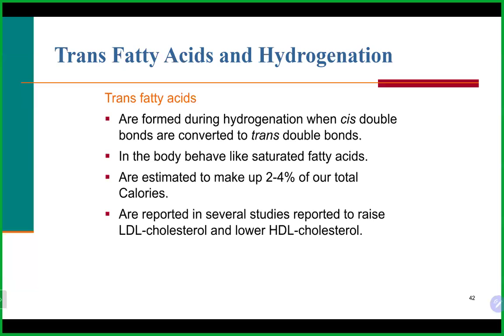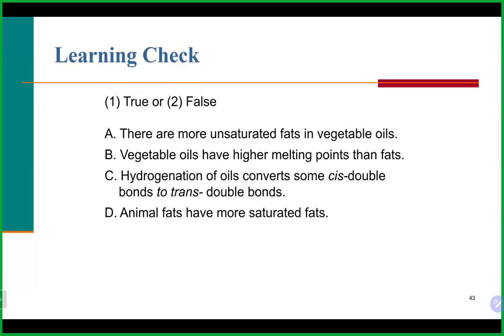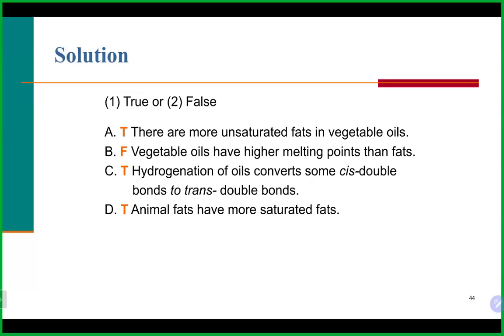A number of years ago, a lot of states and people moved away from trans fatty acids. All right, so there are more unsaturated fats in vegetable oil. True or false? What do we think here? It is true, right? Unsaturated means we have double bonds, which means we will have a lot more kinking and more liquid type of thing there.